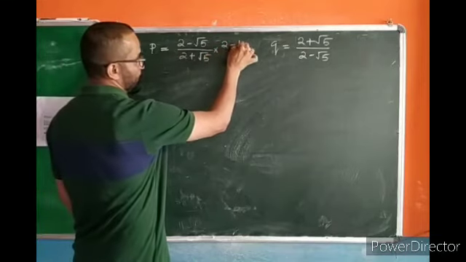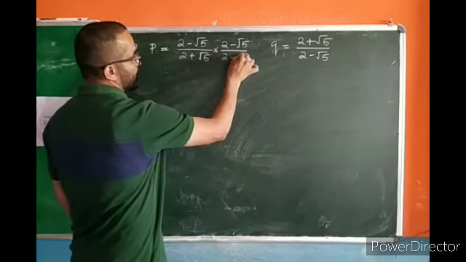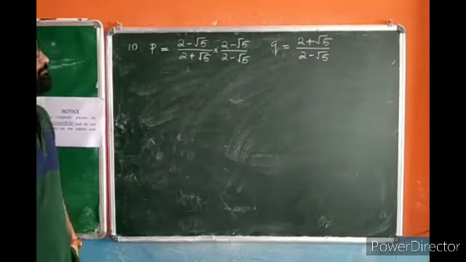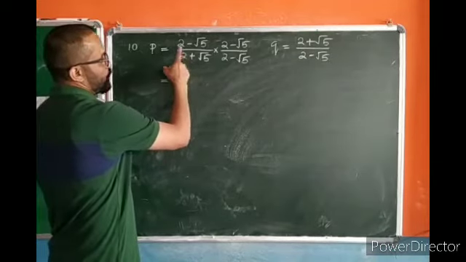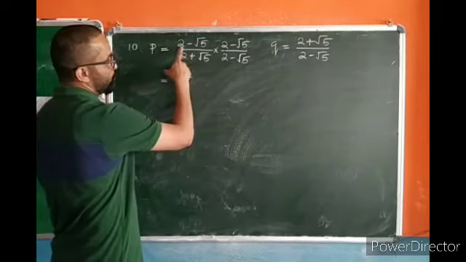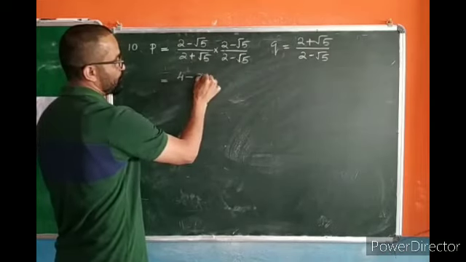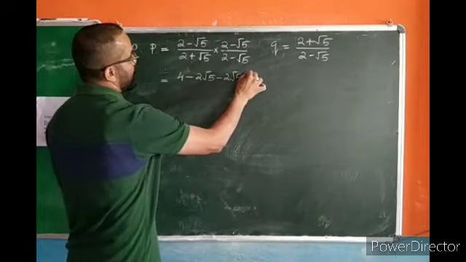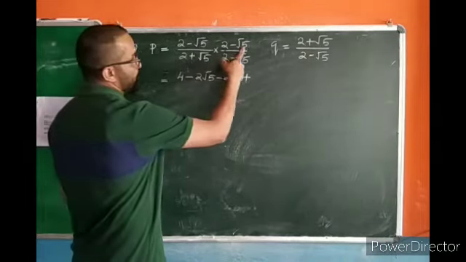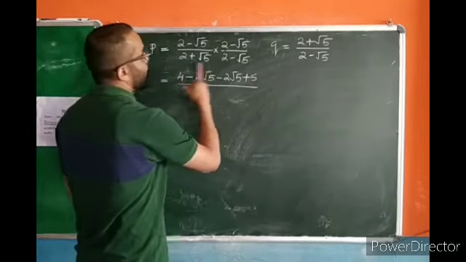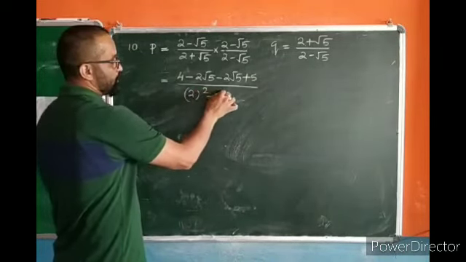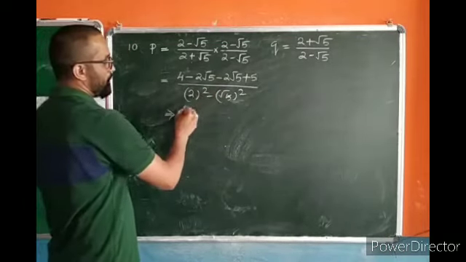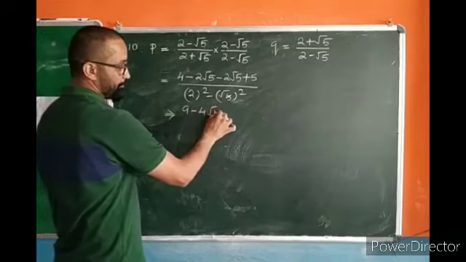Rationalize it. 2 minus root 5, 2 minus root 5. Because you have a plus sign, it multiplies by the rationalizing factor. 2 multiplied by 2 is 4, minus 2 multiplies root 5, it is 2 root 5. Root 5 multiplies 2 is minus 2 root 5. Minus into minus is plus, root 5 squared is 5. We use the formula now, 2 whole square minus root 5 whole square.